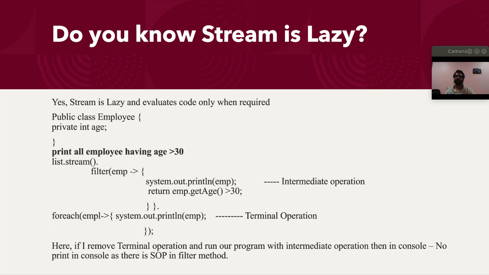The next question he asked was, do you know that a stream is lazy? Your answer would be yes, stream is lazy, and the reason is that in the Stream API there are two types of processes going on. First is the intermediate operation, and the second is the terminal operation. Okay, so let's understand this with an example.